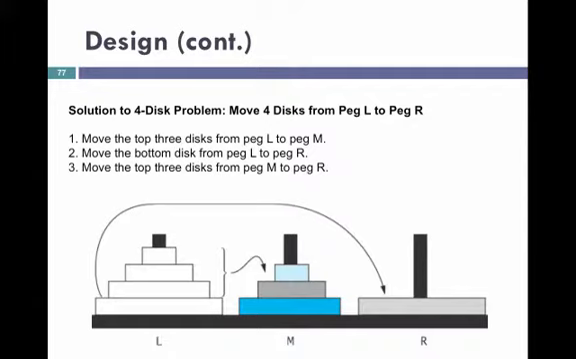A solution to the four-disk problem, to move the four disks from peg L to R, would be first to move the top three disks from peg L to peg M, then move the bottom disk from peg L to peg R, and move the top three disks from peg M to peg R.